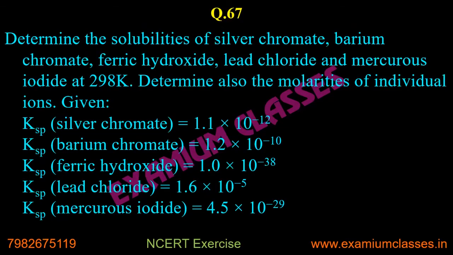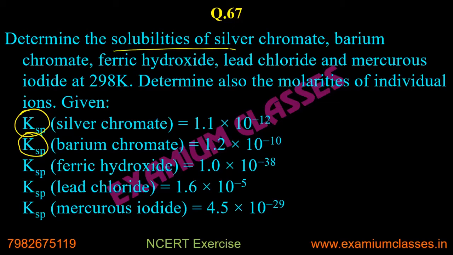So the next question, question number 67: determine the solubilities of silver chromate, barium chromate, and all these compounds. Their solubility product constants, the KSPs, are given for all of these. You have been asked to determine the solubilities.